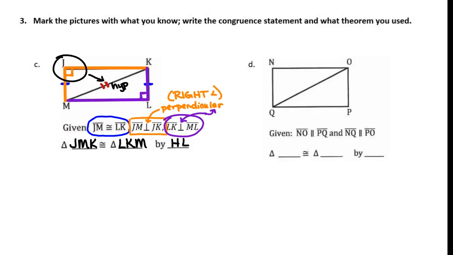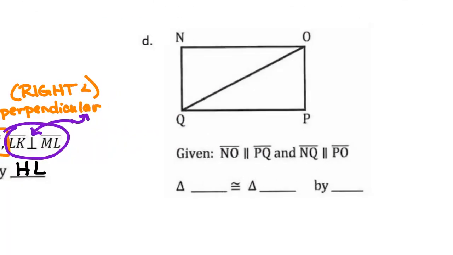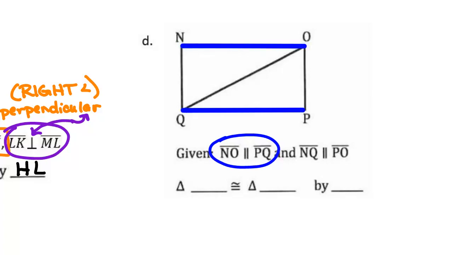All right, one more. I know we're almost out of time. It tells me here that NO and PQ are parallel. Well, here's NO up here. Here's PQ down here. Is there a transversal that connects those two? QO. So I can mark alternate interior angles here. So O up here and Q down here.